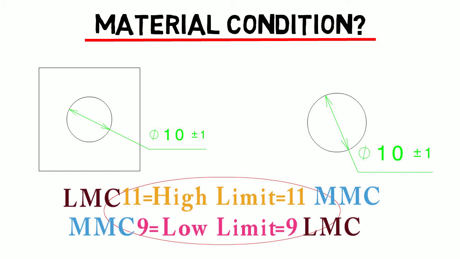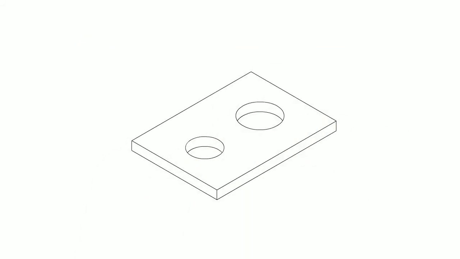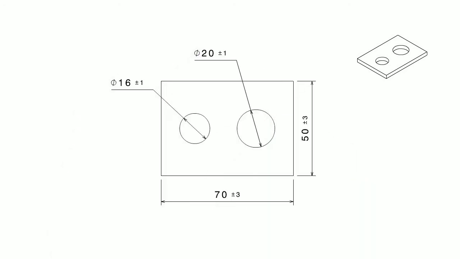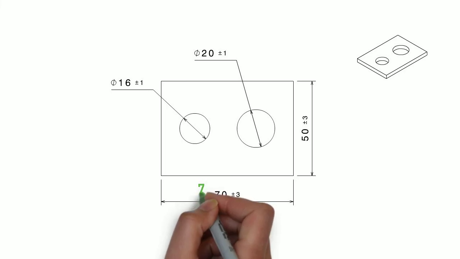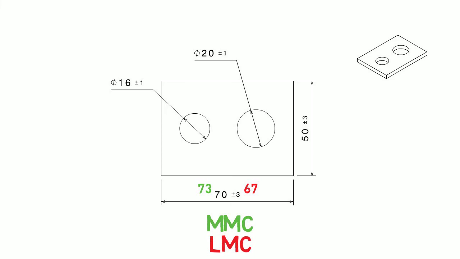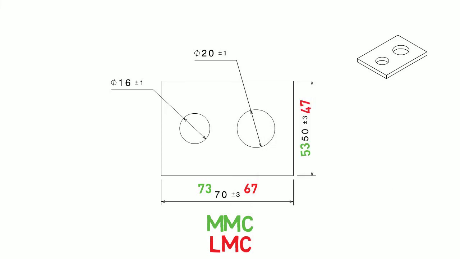We will see one more example for the better understanding. Consider a plate with 2 holes like this. We will write down the MMC and LMC for each feature. We will write MMC with a green color and LMC with a red color. So here 70 plus or minus 3. For this feature, MMC is 73 and LMC is 67 mm. Similarly, for 50 plus or minus 3, MMC is 53 and LMC is 47 mm.